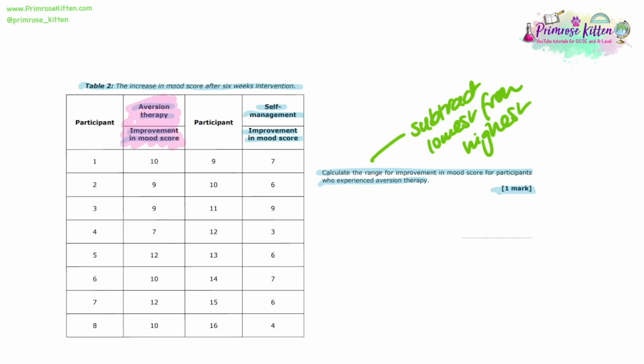We must then look for the highest value in the data set, which we can see is 12. And then we must look for the lowest value in the data set, which is 7. So to calculate the range, we take 12 minus 7 equals 5. The range for improvement in mood scores for participants who experience aversion therapy is 5.